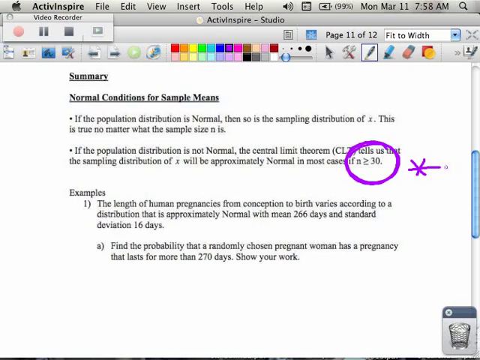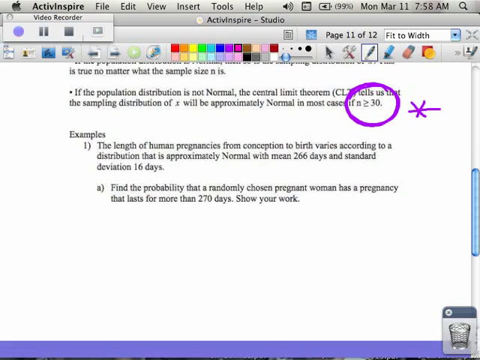So let's take a look at an example here. In our example, we want to look at the length of human pregnancies from conception to birth, and it's varying according to a distribution that is approximately normal. So they tell us, approximately normal. It has a mean of 266 days and a standard deviation of 16 days. So here's my mu, and here's my sigma. Find the probability that a randomly chosen pregnant woman has a pregnancy that lasts for more than 270 days. So you're looking for the probability that your event X is more than 270.